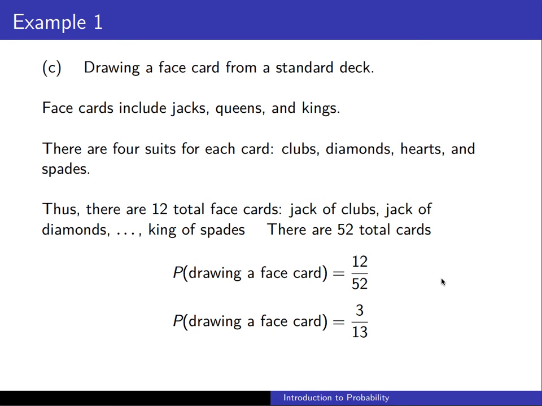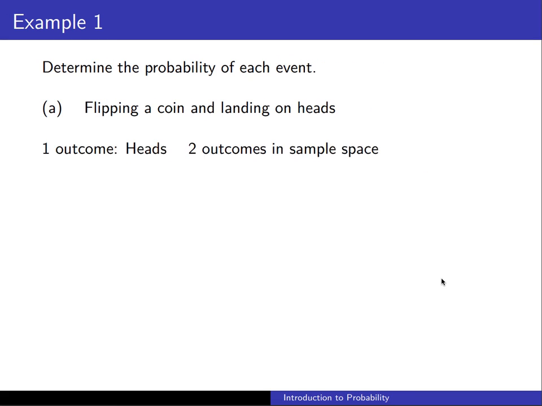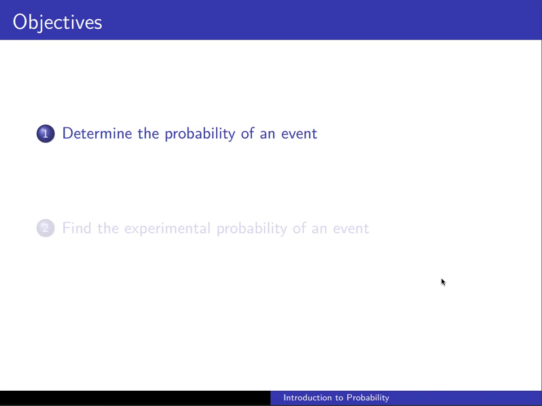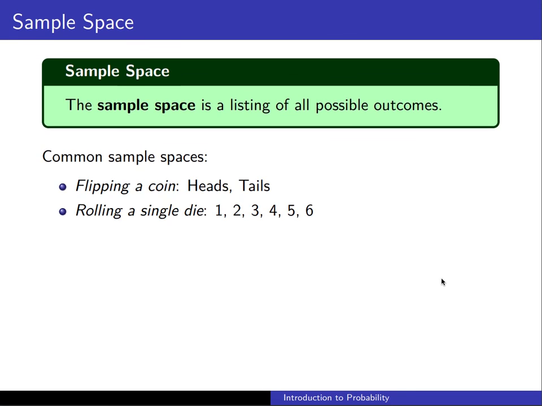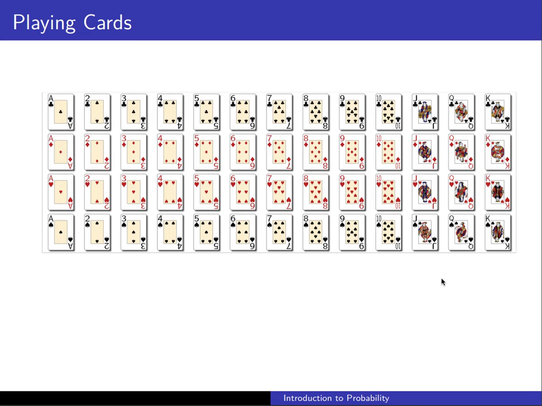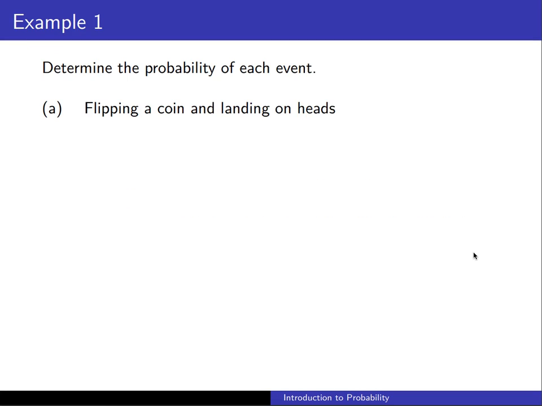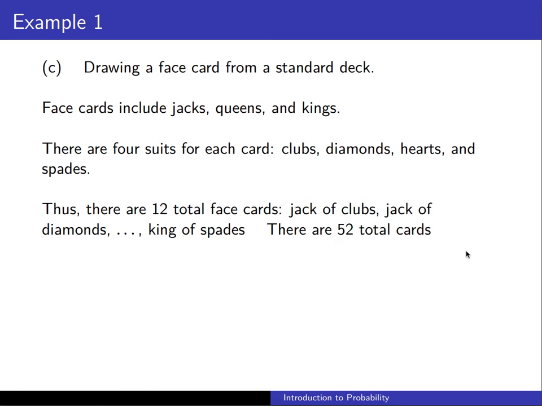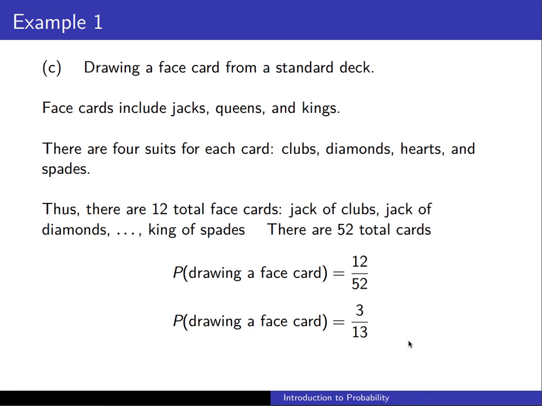And if we go back to our illustration, went a little too fast. There we go. Each one of these suits, we have 3 out of those 13 cards that are going to be a face card. So again, that's another way we can look at it. But yeah, it's 12 out of 52, which reduces to 3/13.